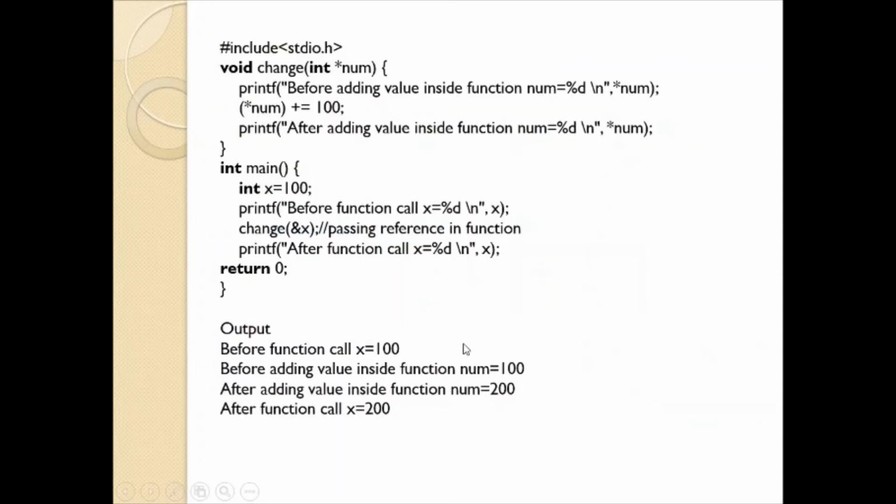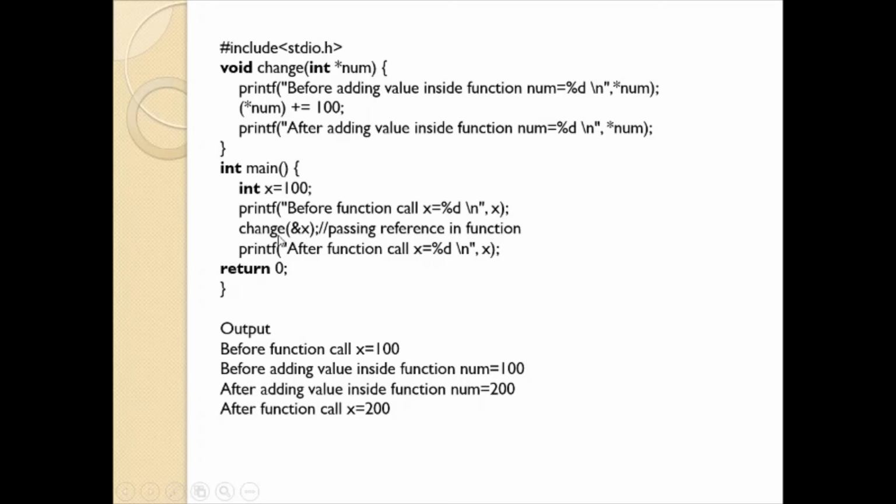We'll see an example. Here the same example we have taken. We have written some function change and here is the main function. In main function we have taken a value of X as 100. Next here we have a printf statement. Before function call X is equals to the value of X here is 100. So that will be printed before function call X is equals to 100.